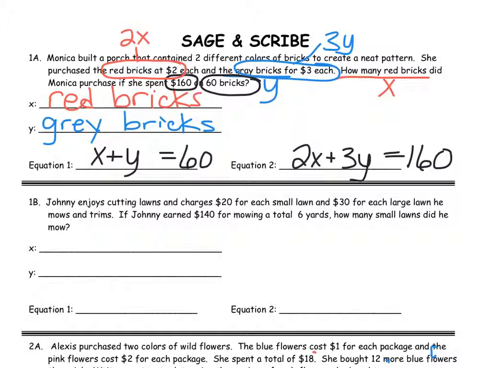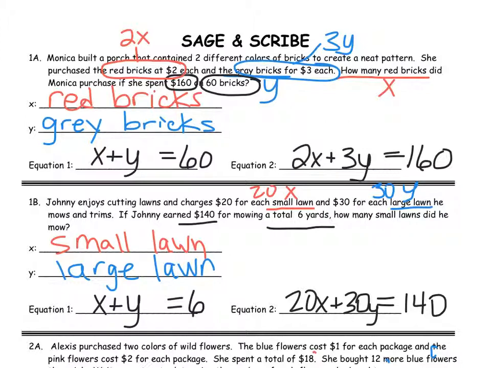Okay, now let's do 1b. Again, the first thing you're going to do is pick your two variables. Then you're going to start finding your totals. So when you're dealing with money, you'll look for your money totals and all your money. And your other equation's just going to deal with the number of lawns. So give it a shot. Pause your video when you have everything done. Start it back up and check your work.